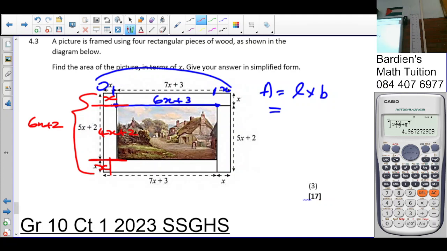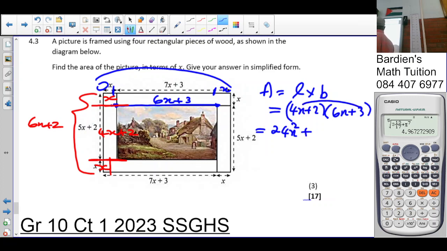So how do you calculate the rectangle's area? Length times breadth. So it's going to be 4x plus 2 times 6x plus 3. So just get rid of the brackets there. It's going to be 24x squared, plus 12x plus 12x, which is going to give you 24x, plus 6. That's how you get 3 marks for that question.